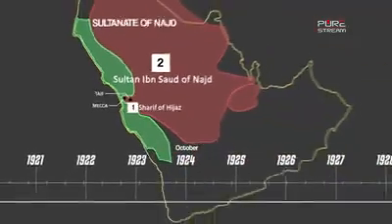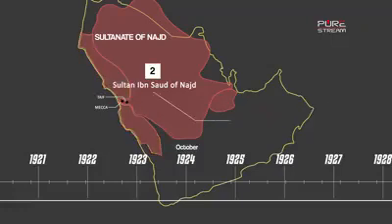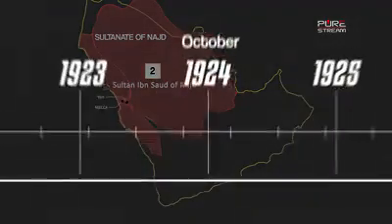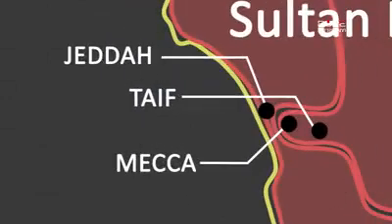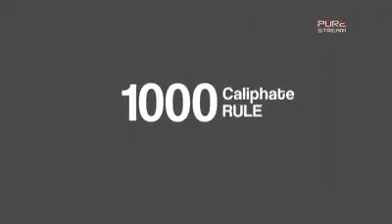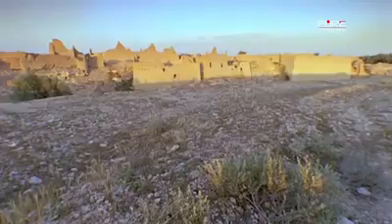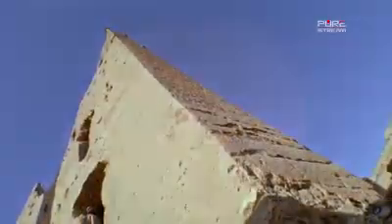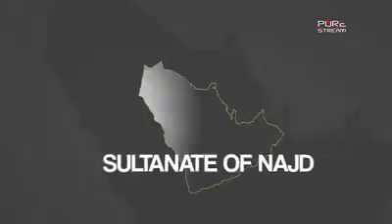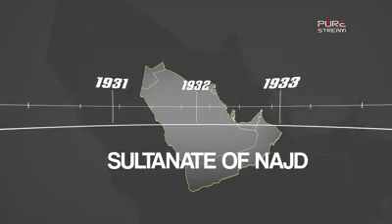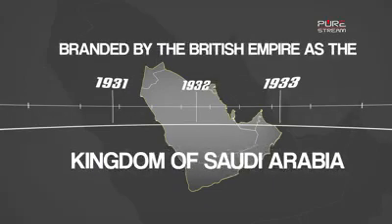After losing Mecca, the Sharif had to flee and lose his entire territory to Ibn Saud, ancestor of the current Saudi lineage. In January 1925, Ibn Saud had begun his siege of Jeddah, and the city finally surrendered in December 1925, bringing an end to over 1,000 years of caliphate rule, which had begun after the demise of Prophet Muhammad. In February 1926, the new unified Wahhabi state was rebranded by the Empire in 1932 as the Kingdom of Saudi Arabia.